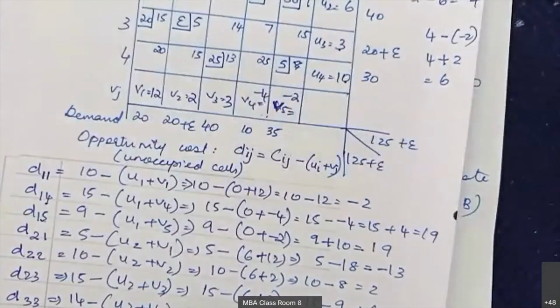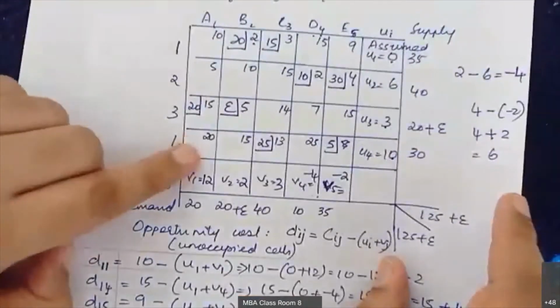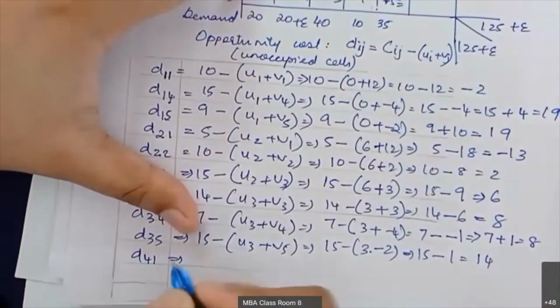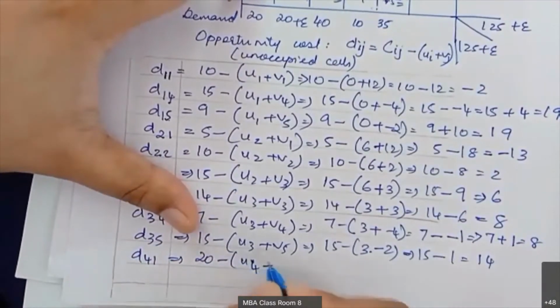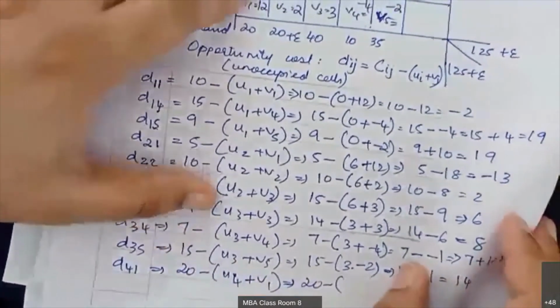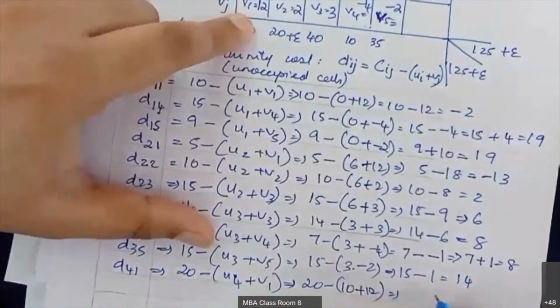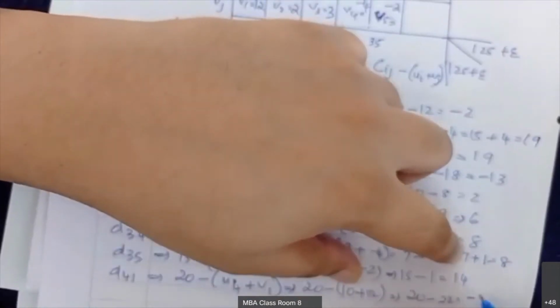Okay, next empty cell, where do we have? In the fourth row. Okay, fourth row, first value. Okay, that is this one. Fourth row, first value, it is D4, 1, and the cost is 20. 20 minus U4 plus V1. Okay, 20 minus what is U4? It is 10 plus what is V1? That is 12. Okay, 20 minus 22, that is minus 2.